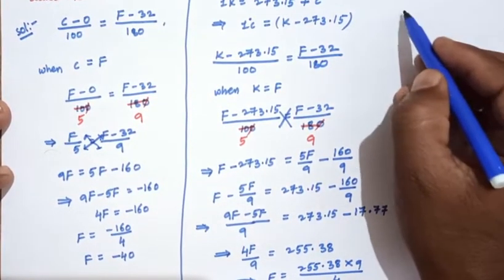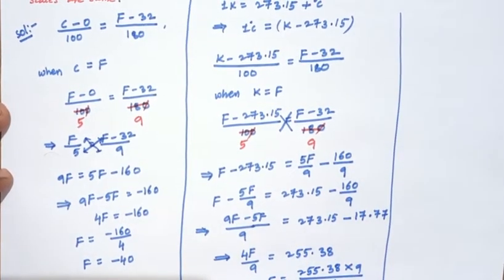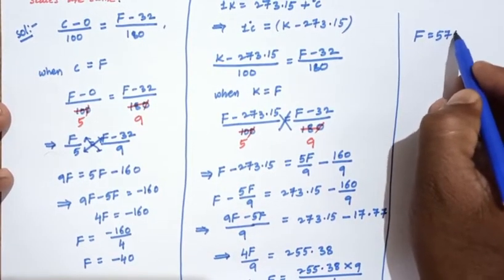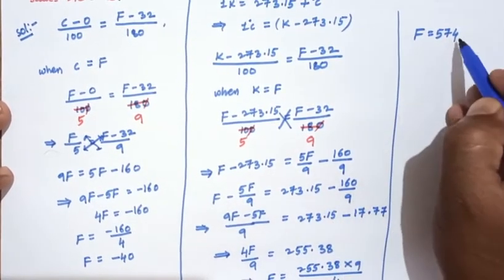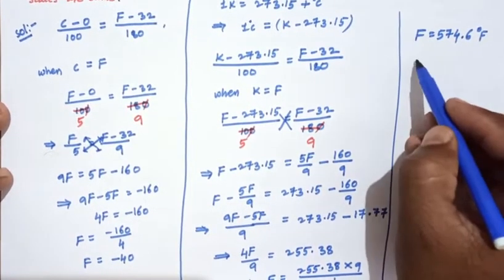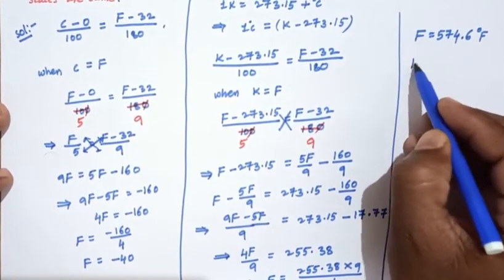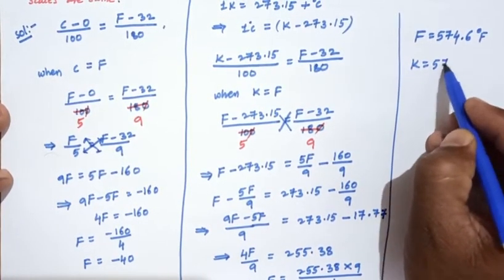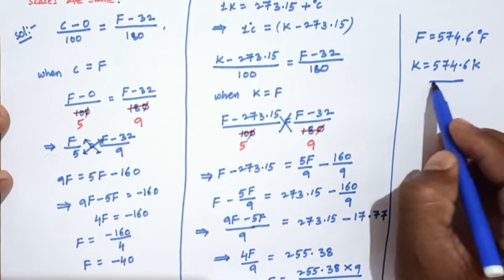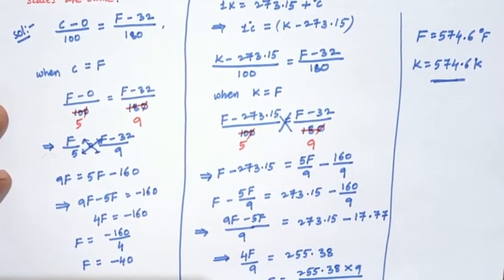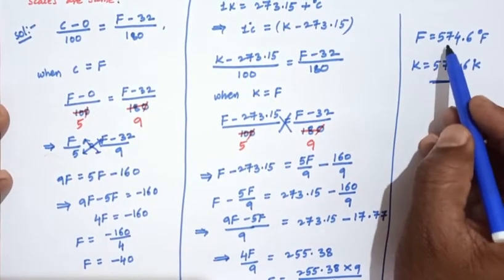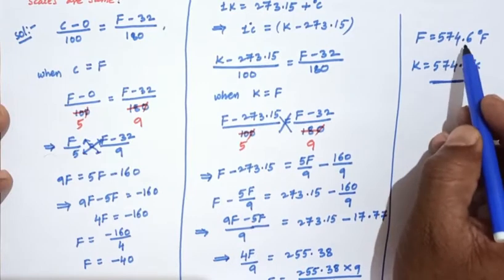So that value is, F equals 574.6 degrees Fahrenheit, so it is also in Kelvin, K equals 574.6 Kelvin. So this is the equal temperature on the Kelvin scale and Fahrenheit scale. So the temperature is 574.6.